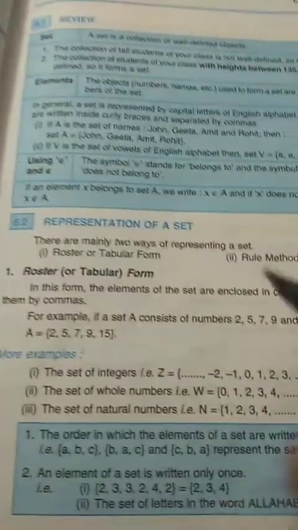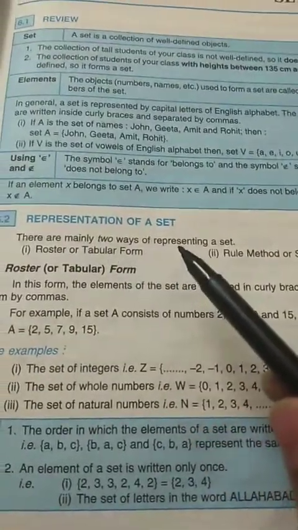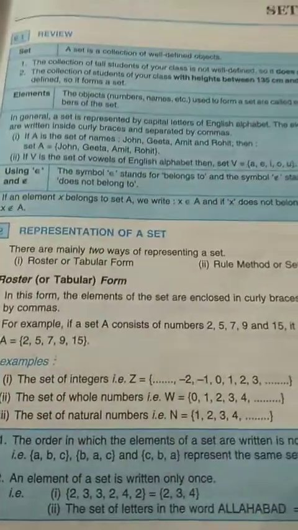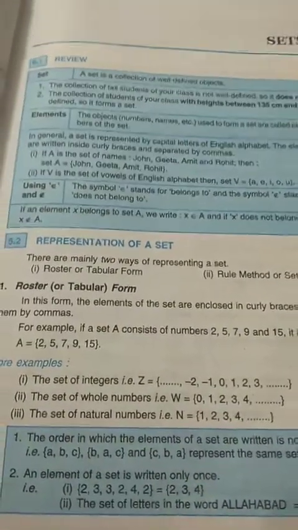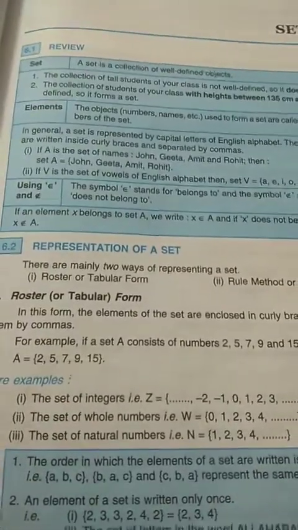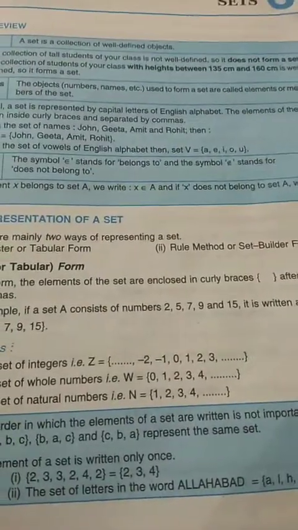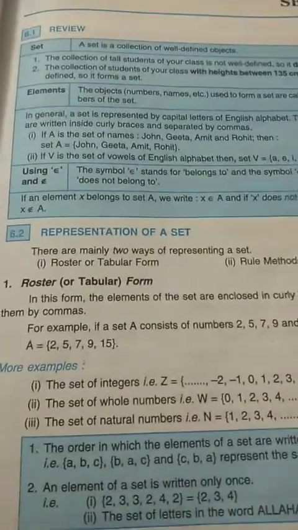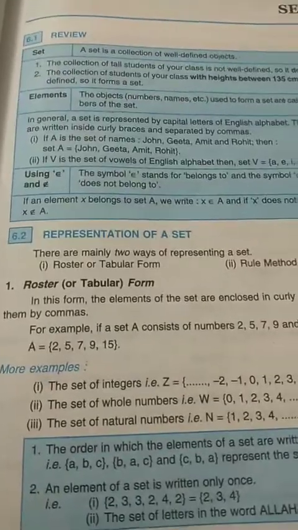The next part is representation of set. We have two ways in which we represent a set. The first one is the roster or tabular form, and the next method is the rule method or set builder form. First is the roster or tabular form.